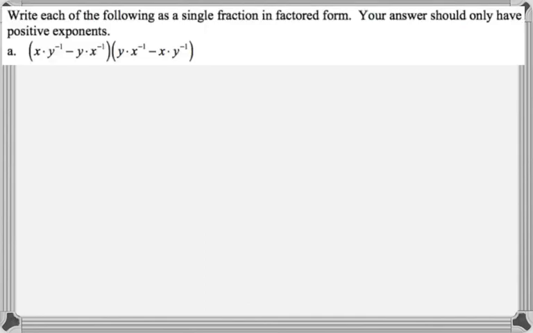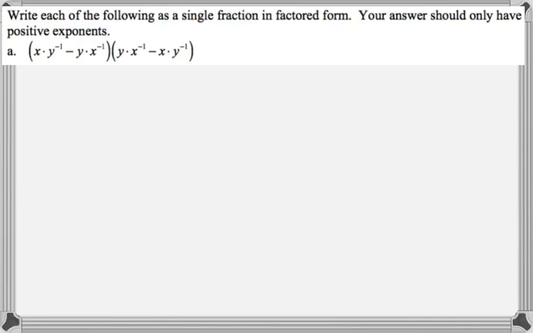So write each of the following as a single fraction in factored form. Your answer should only have positive exponents. So the first thing we're dealing with is the quantity x times y to the negative first minus y times x to the negative first times the quantity y times x to the negative first minus x times y to the negative first. So let's dive in and see what we can do.